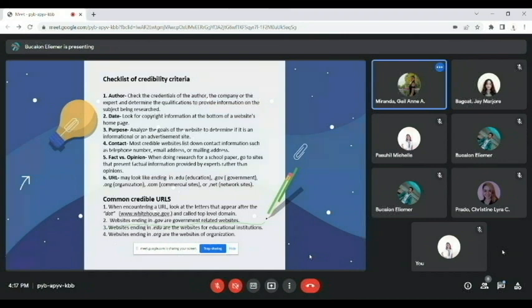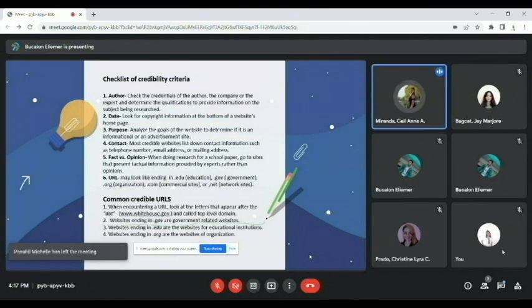Third, purpose. Analyze the goals of the website to determine if it is an informational or an advertisement site. Fourth, contact. Most credible websites list down contact information such as telephone number, email address, or mailing address.